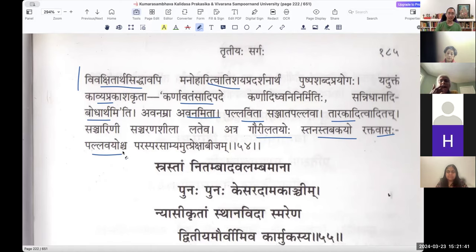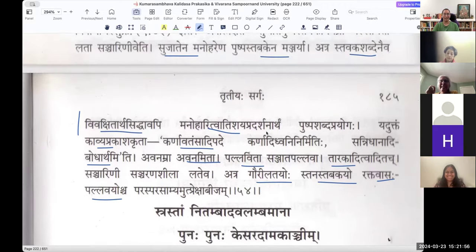He uses this sancharini even in Raghuvamsha. Sancharini deepashikeva yamyam vyati yaya abdin varu. My memory is cheating me. I can't remember that one.